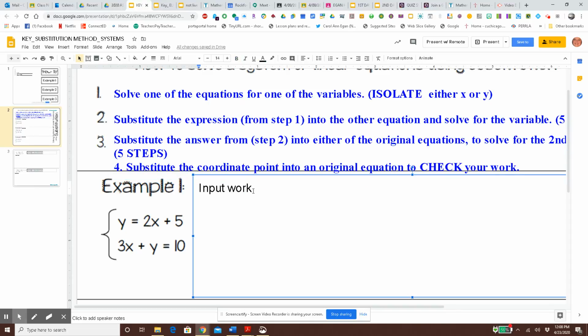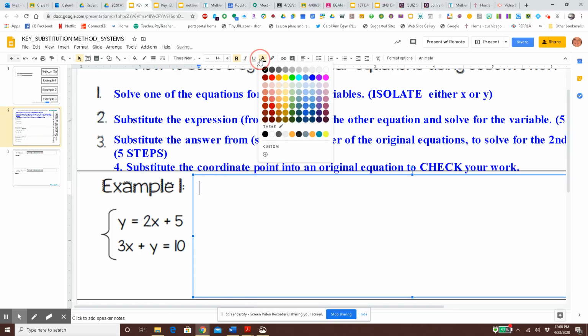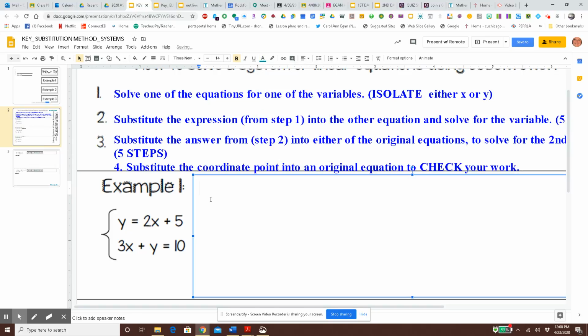So what does that look like? I'm going to open that up. I'm going to bold it. Do some Times New Roman. I'm going to do this one in a turquoise. So I'm going to put a 1 here because step 1 is already completed for us. Where do we see that? We see it when we see y equals 2x plus 5.